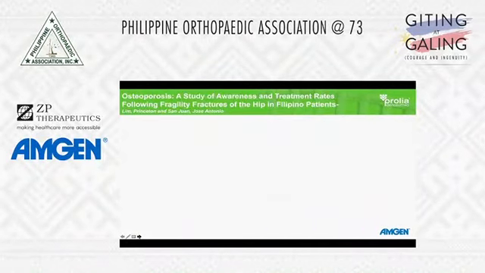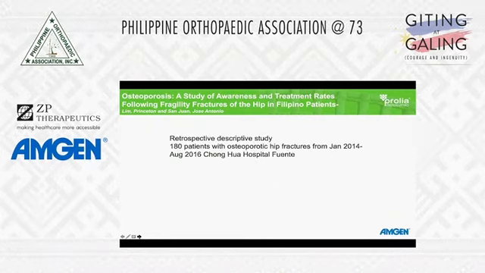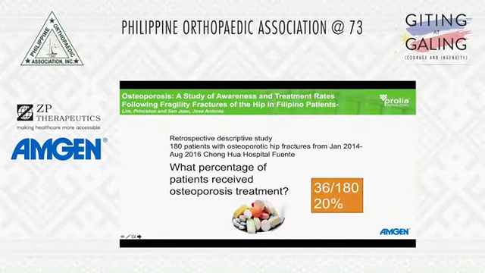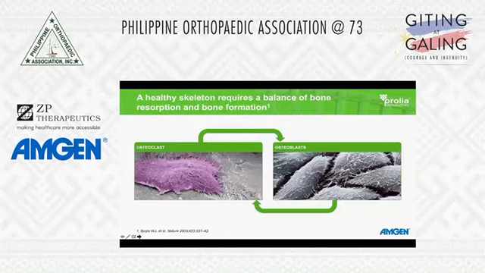The results of this study were actually mirrored in a similar study done locally, where a study of awareness and treatment rates following fragility fractures of the hip in Filipino patients showed that among 180 patients with osteoporotic hip fractures, only 20% actually received osteoporosis treatment. So this shows the big gap we face in secondary fracture management. So we go back now to what are the options for us in treating osteoporotic fractures.